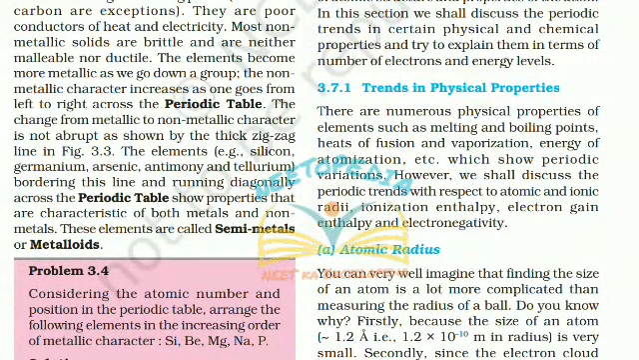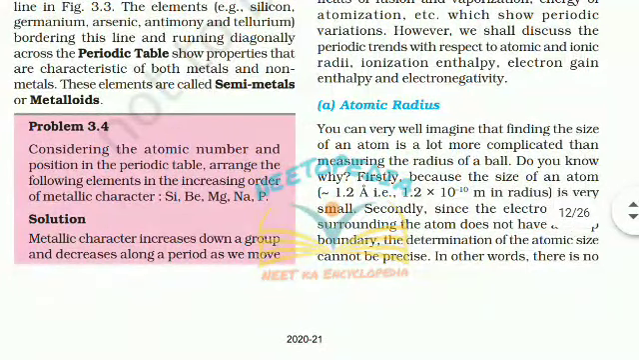3.7.1 Trends in physical properties. There are numerous physical properties of elements such as melting and boiling points, heat of fusion and vaporization, energy of atomization, etc., which show periodic variations. However, we shall discuss the periodic trends with respect to atomic and ionic radii, ionization enthalpy, electron gain enthalpy, and electronegativity.